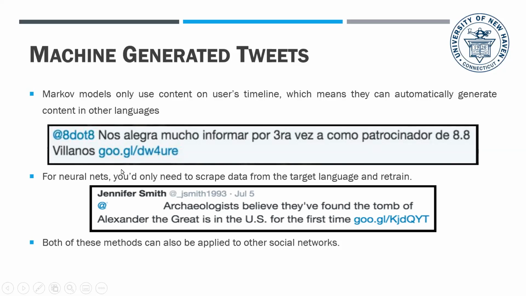But when it comes to the neural net, you collect the tweets by scraping the data from the target language and retrain the model. The LSTM is a language generic model. This approach can be applied on any other social network, and basically the user Jennifer Smith has more interest towards archaeology, and this is the tweet that was generated by the tool.